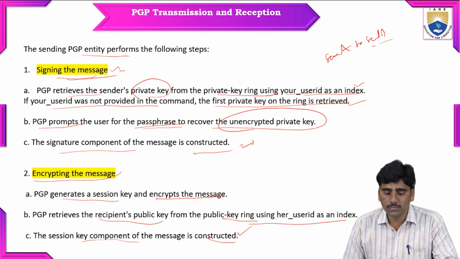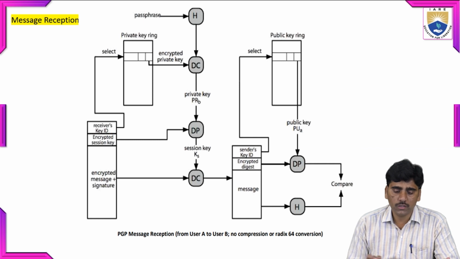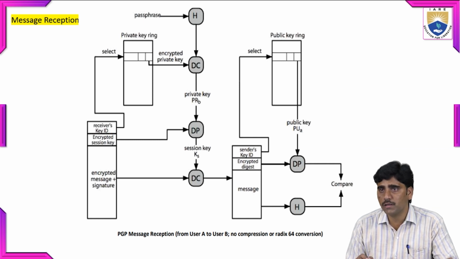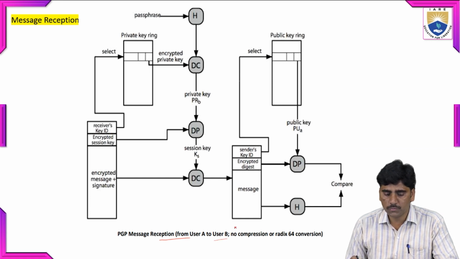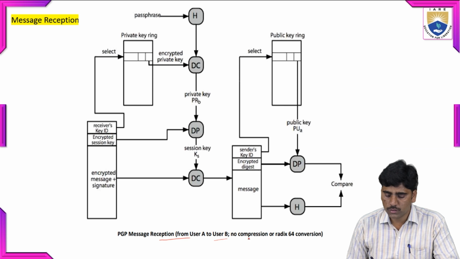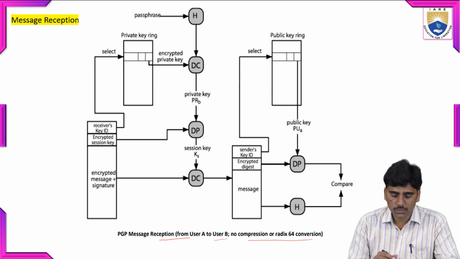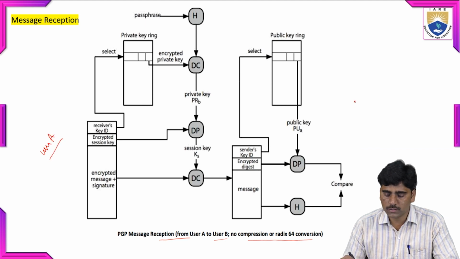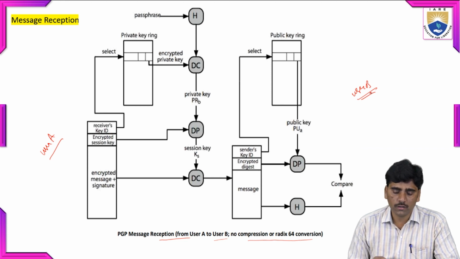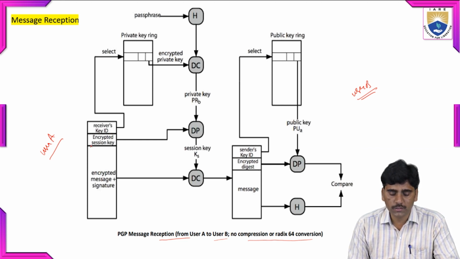So now the PGP reception is there. Here PGP message reception from user A to user B. Here also no compression or radix. This is taken as user A and this is taken as user B. So now user B sees the message which contains both the encrypted session key plus the message. So the encrypted session key is there, and the encrypted message plus signature is there.